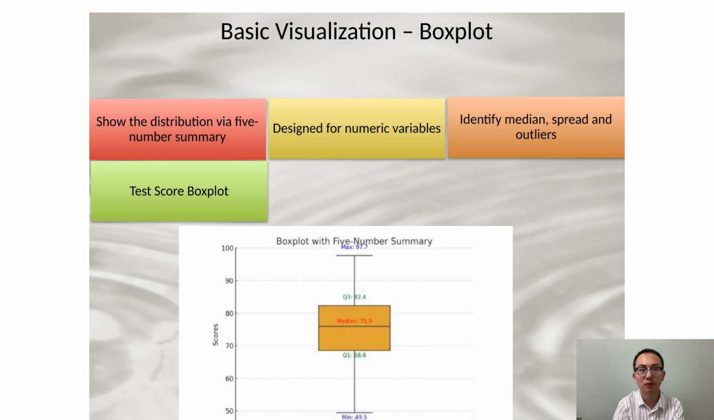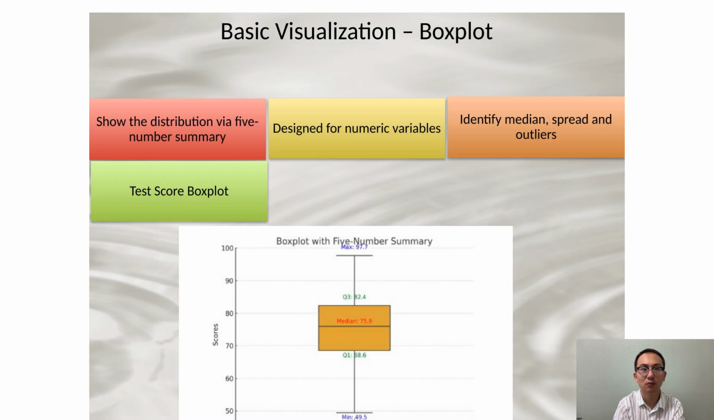So in simple terms, a box plot helps you see the center, the spread, and any extreme values all in one chart. Let's go through a quick example. Suppose we're looking at the test scores of students in Group A. We create a box plot to visualize the data.